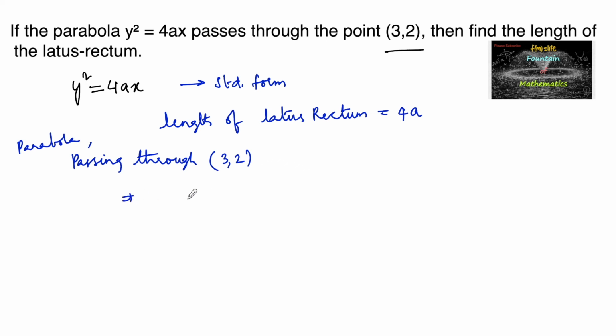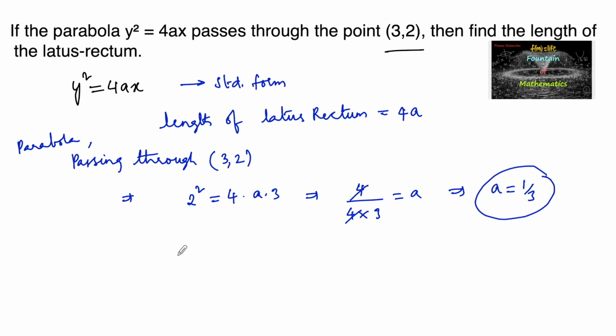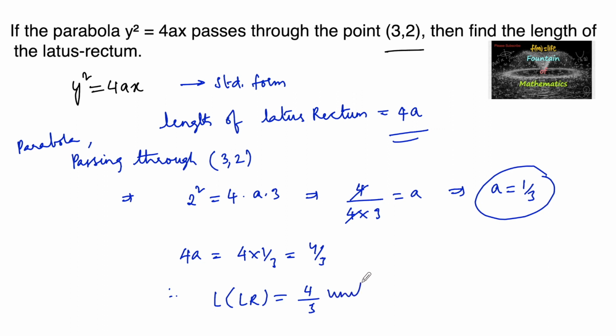which implies that 2 square is equal to 4 into a into 3, so that is 2 square, 4 divided by 4 into 3 is equal to a, so a is equal to 1 upon 3, so 4 times a is equal to 4 into 1 upon 3, that is 4 by 3, which is the length of the latus rectum. Therefore the length of the latus rectum is equal to 4 upon 3 units.